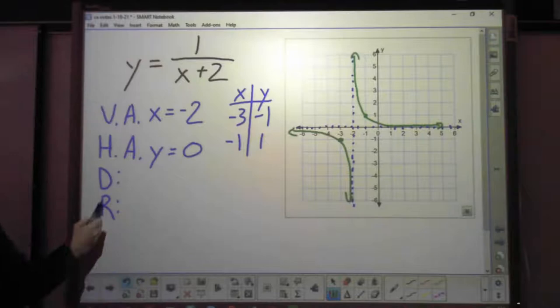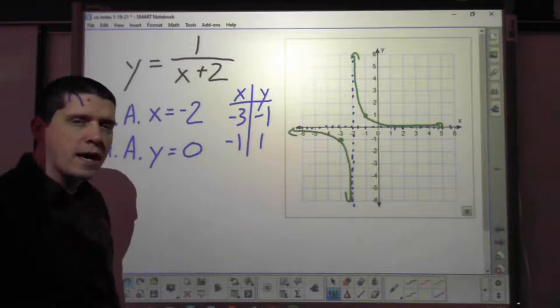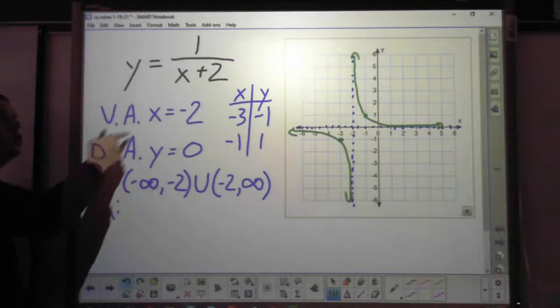So domain, again: what x value can I not be? To help me with that, look at your asymptote. I can't be -2. We already discussed that. So then I know my domain is going to be -∞ to -2 union -2 to infinity. I can use those asymptotes to help me.